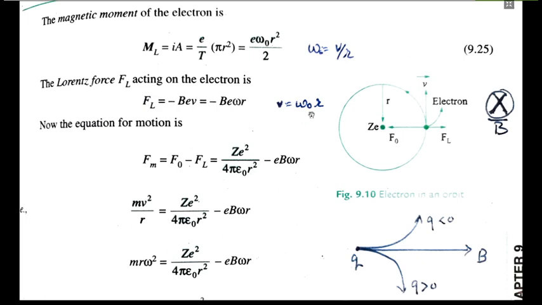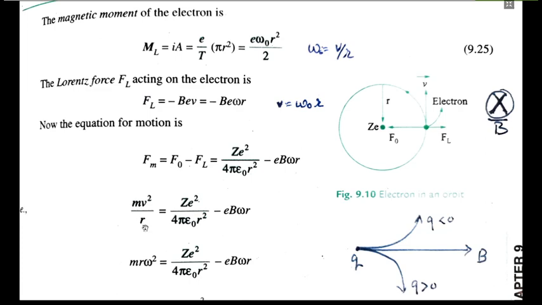So this is a noticeable thing. If the suffix zero appears, that means it is in the absence of a magnetic field, and if zero does not appear in the suffix of omega, then it is in the presence of a magnetic field. Okay, so now the equation of motion can be written as F of m is equal to the difference between F0, that is the centripetal force, minus the Lorentz force. And if I take this one, I am unable to write out the equation.